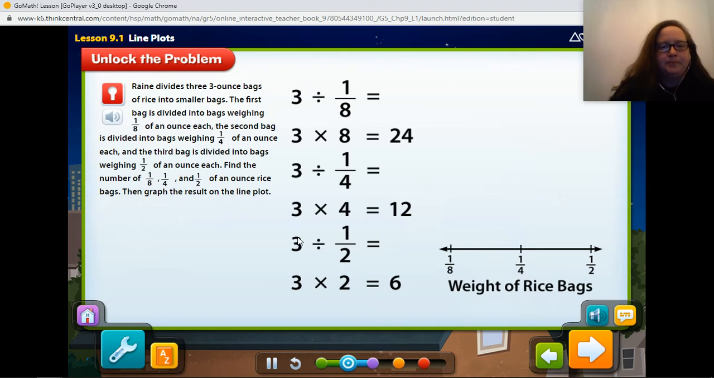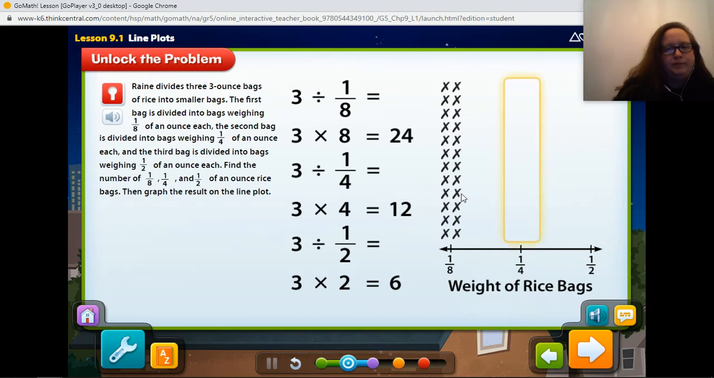Let's mark 24 X's above 1/8 to show the number of rice bags weighing 1/8 of an ounce. Next, we need to mark 12 X's above 1/4 to show the number of rice bags weighing 1/4 of an ounce. Finally, let's mark 6 X's above 1/2 to show the number of rice bags weighing 1/2 of an ounce.